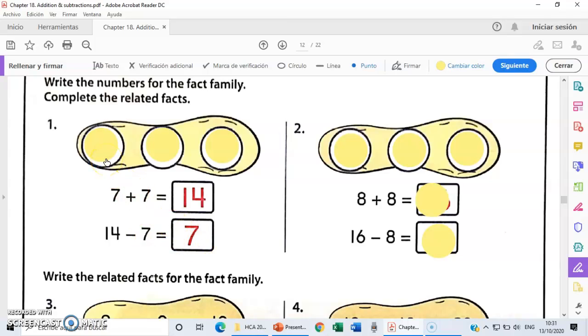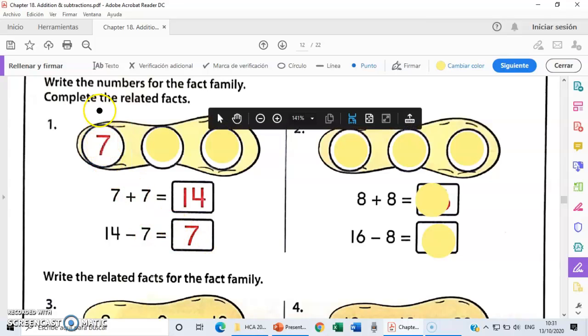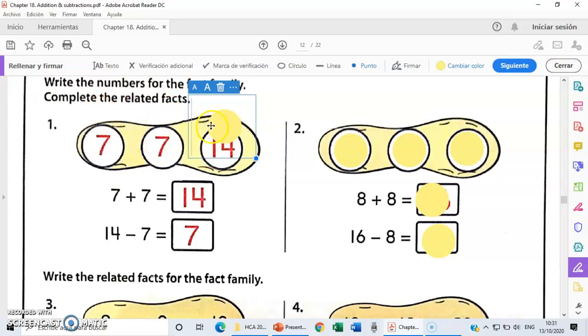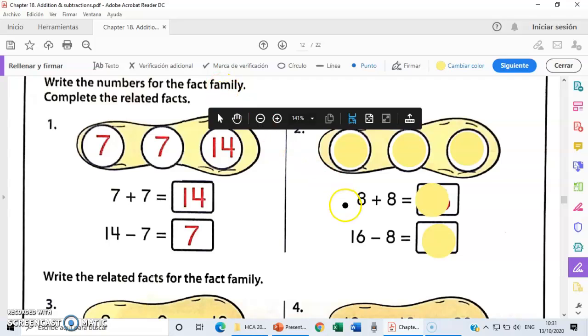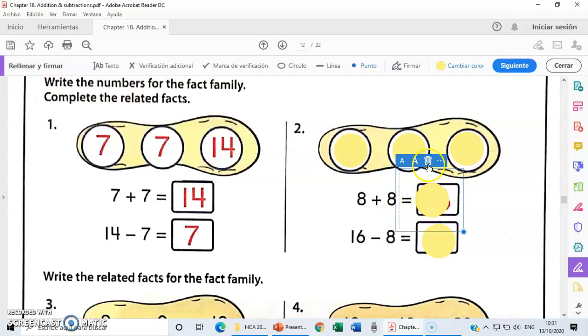So what are the fact families here? 7, 7, and 14. Good job. So this exercise is the same. You have 8 plus 8, which is 16. So 16 minus 8, your answer is 8. Good job. So 8 plus 8, it's 16. 16 minus 8, it's 8.